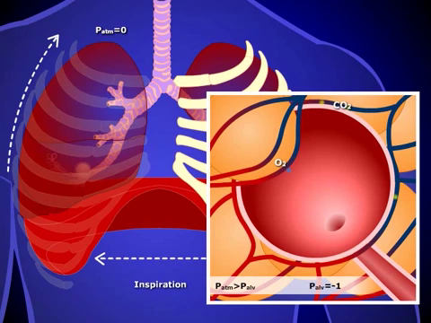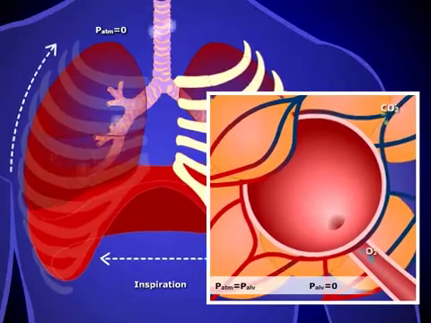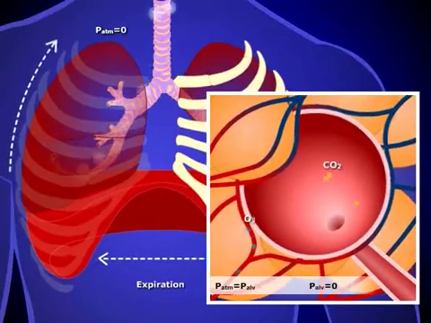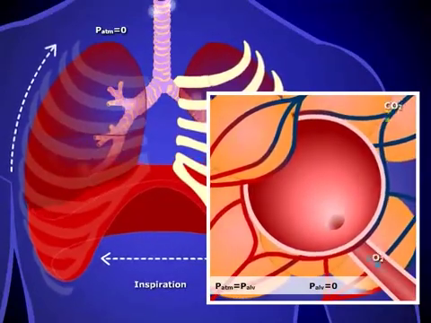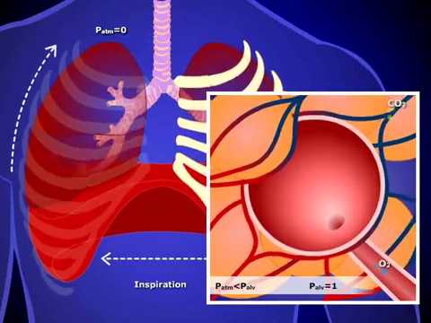This difference in pressure causes air to flow into the lungs. At the end of inspiration, inflow of air returns alveolar pressure towards 0. When it reaches 0, air flow stops. Then, during expiration, the opposite takes place.